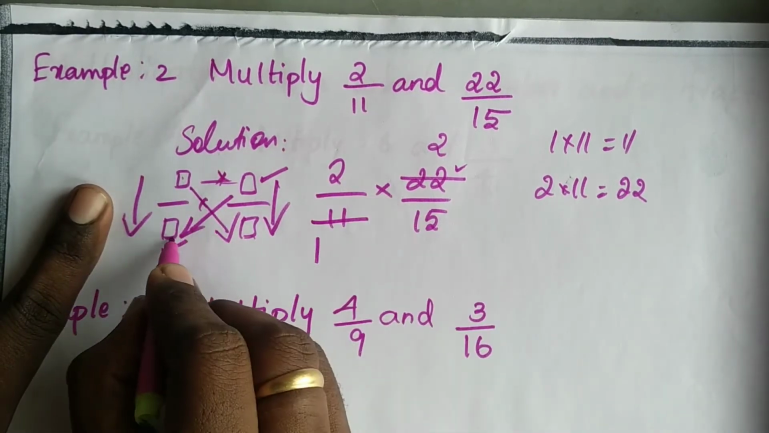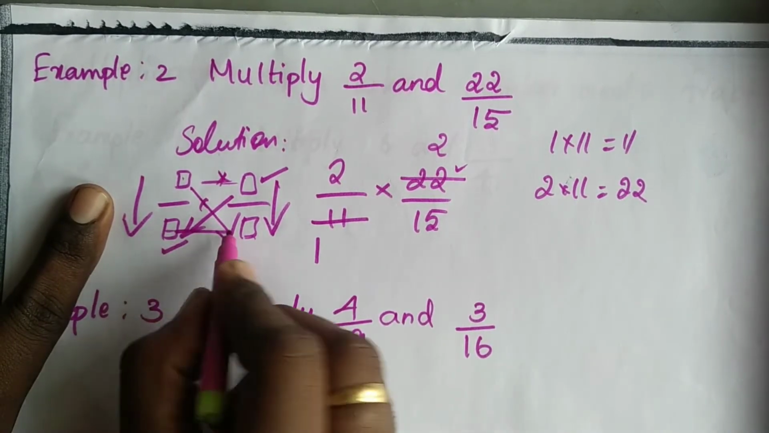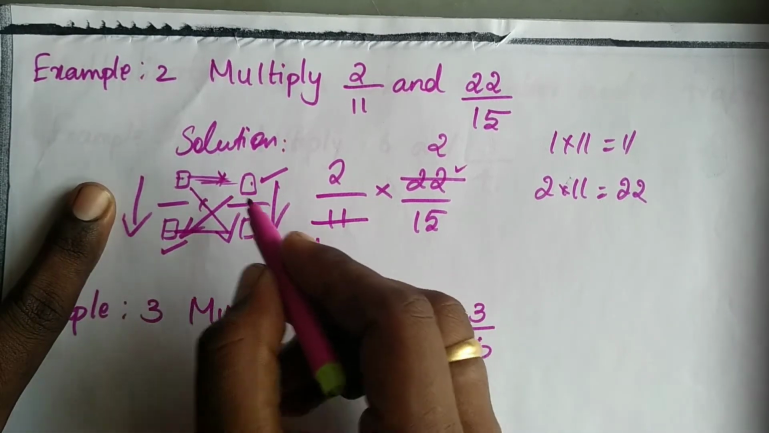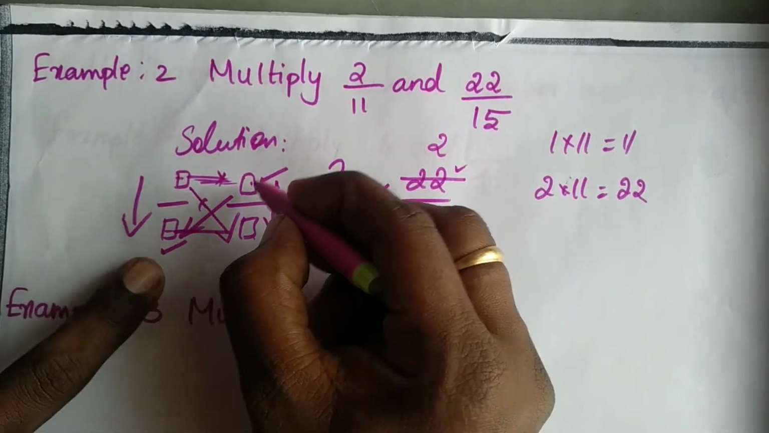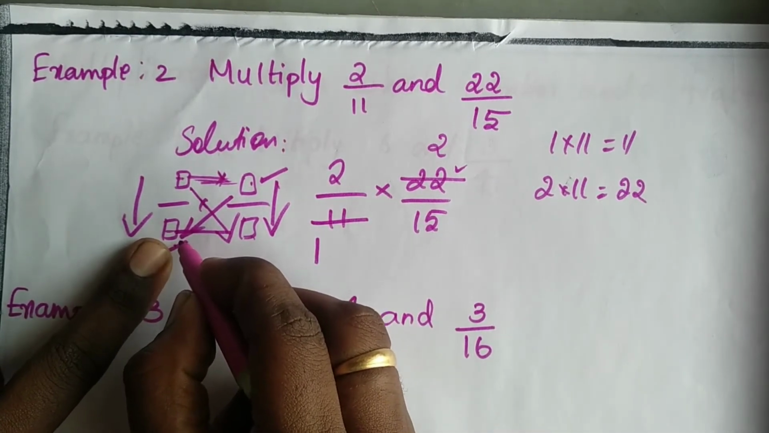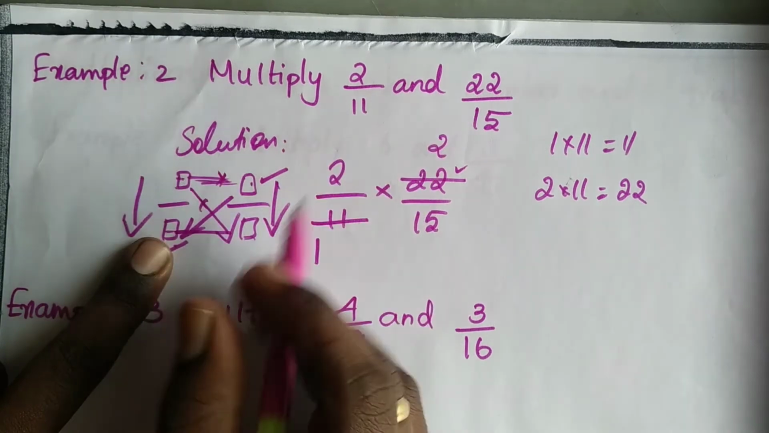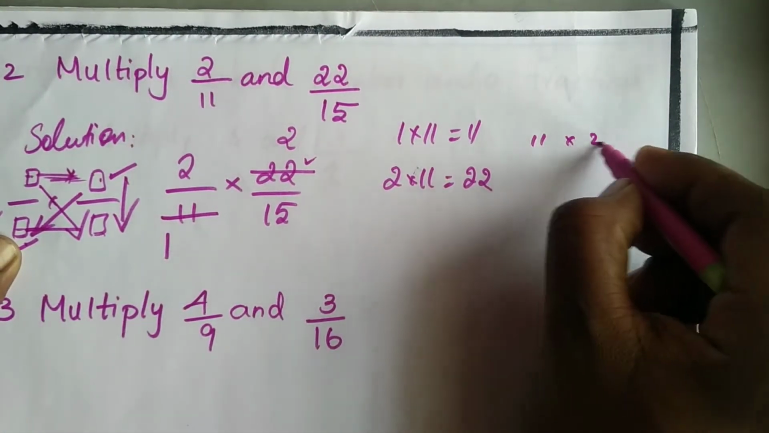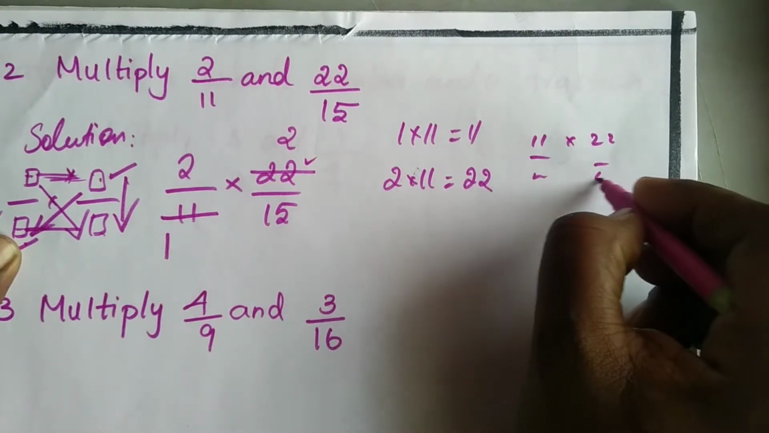We can't cancel any two denominators or any two numerators. We can cancel only a numerator with another denominator. Okay guys, are you clear? So we can't cancel like this. For example, 11 is here, 22 is here, and here some fraction.